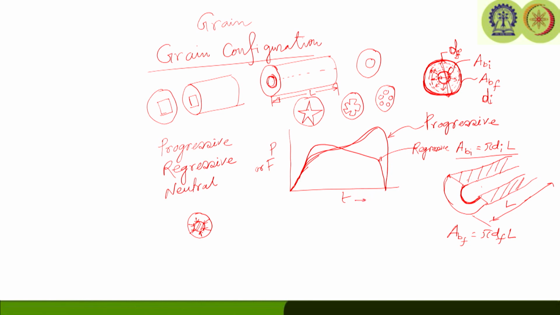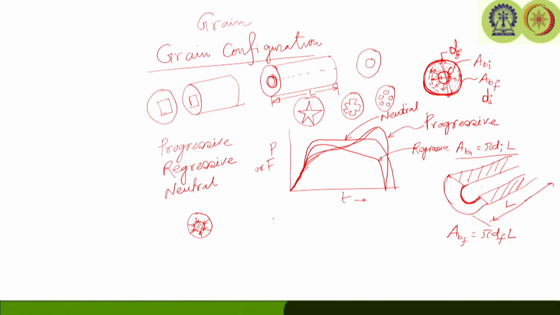that type of burning profile is called regressive burning profile. Now, if the burning area remains constant over time, we can say it is going to be neutral burning, that the burning surface area is remaining constant with time. Similarly, the pressure and thrust will remain constant over time. That type of burning profile is called the neutral burning profile.